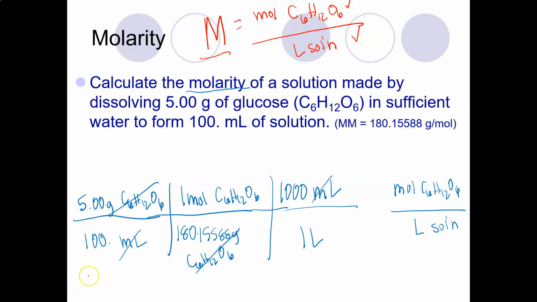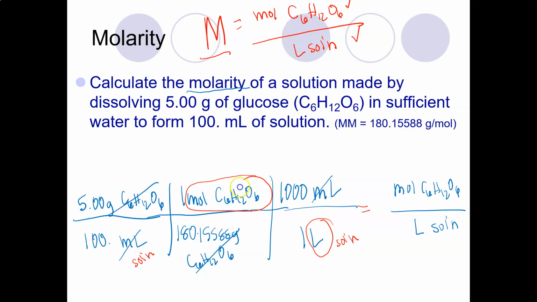So if we look at our units, the only units that I have not canceled, moles of C6H12O6 on the top, liters on the bottom. And I wasn't really good at the beginning. I should have specified this was 100 decimal milliliters of solution, so this is still liters of solution. So what I would do here, my units that are left, moles of glucose on top, liters on the bottom, I'm going to grab my calculator and do this all at once. 5.00 divided by 100 divided by 180.15588 times 1,000.